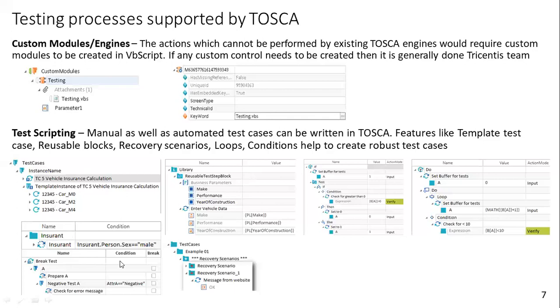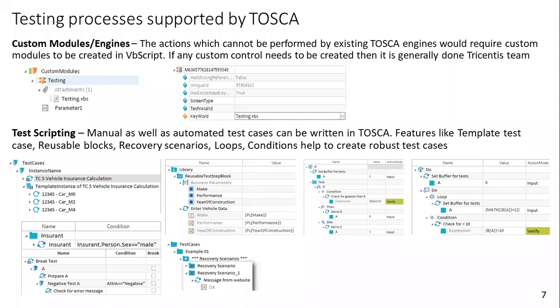Sometimes you might have to put breakpoints also. Breakpoints generally are not allowed as a debug point in Tosca. What you can do is add a manual step. Can you see break test? Break test I have just given. You add a manual test step, and it will automatically hold till you manually pass that particular test case.